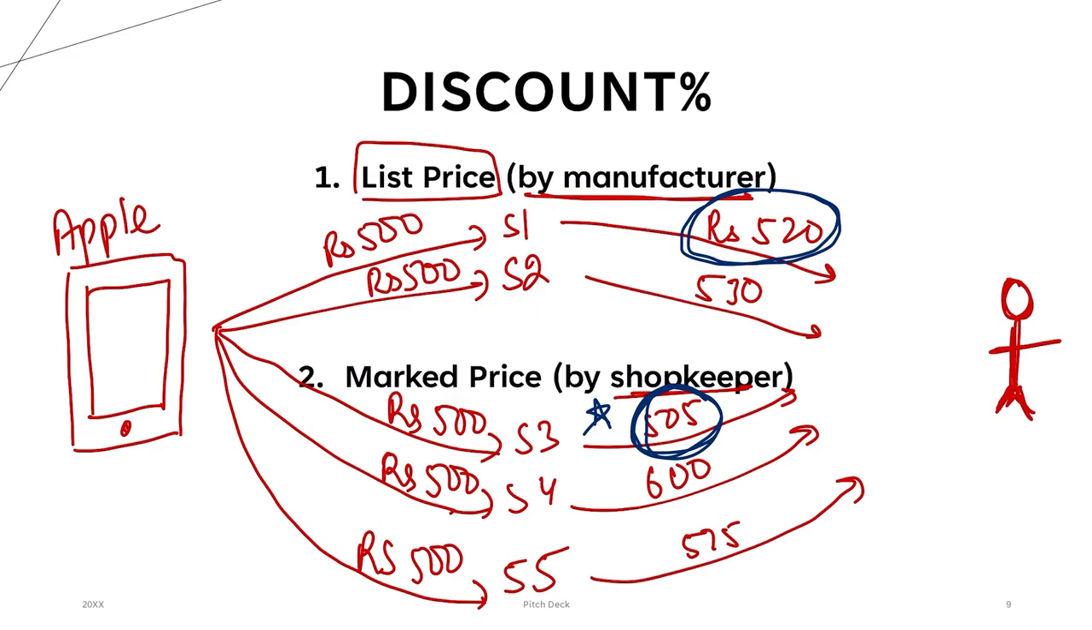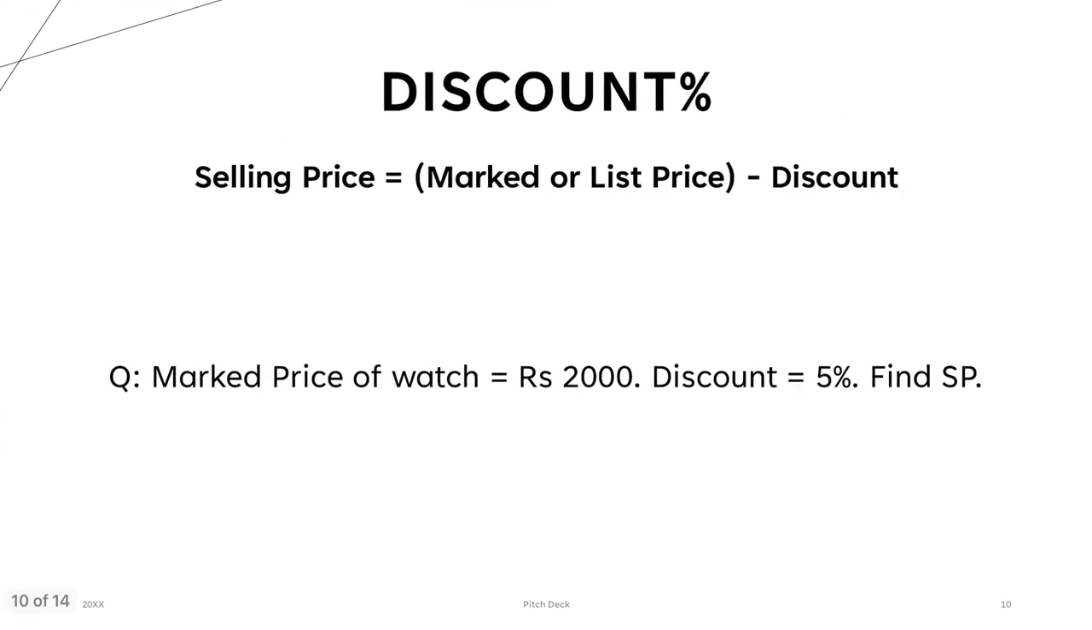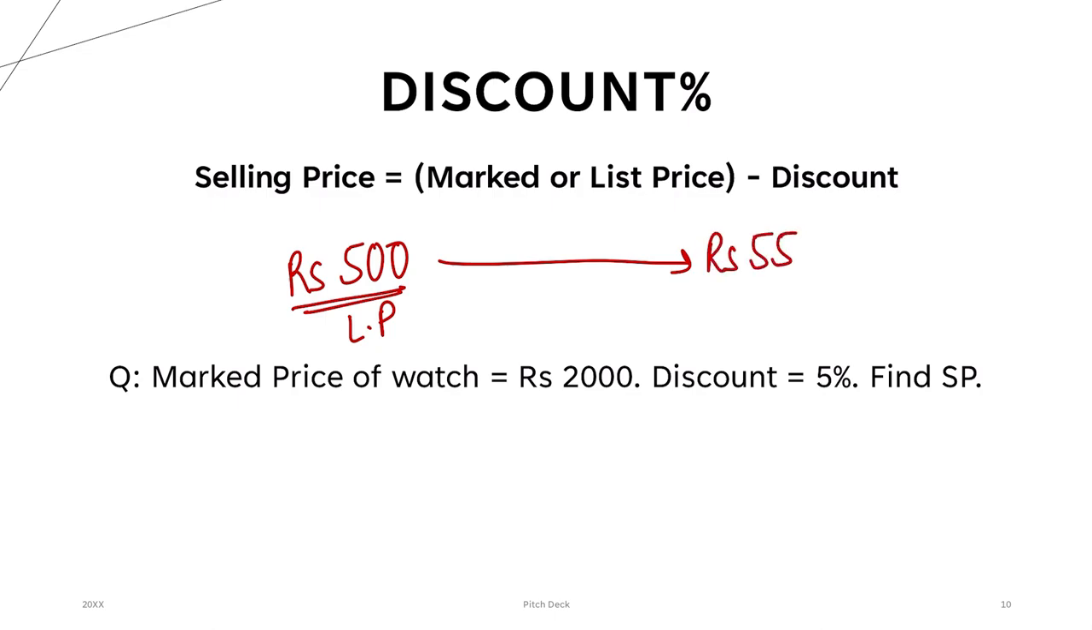I hope it is clear what list price is. List price is what everyone is getting from the manufacturer, and marked price is what they are offering to the customer. Now moving on, what is selling price? Suppose the shopkeeper bought it from the Apple factory for 500, the list price. Now they marked it up, and the new price is 550. Now this shopkeeper says this is my marked price.